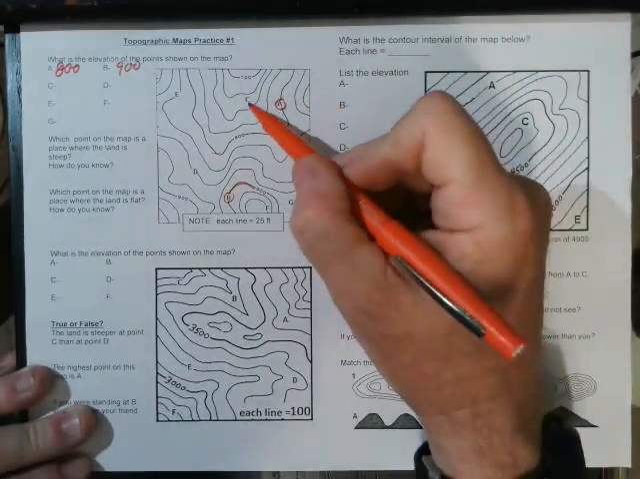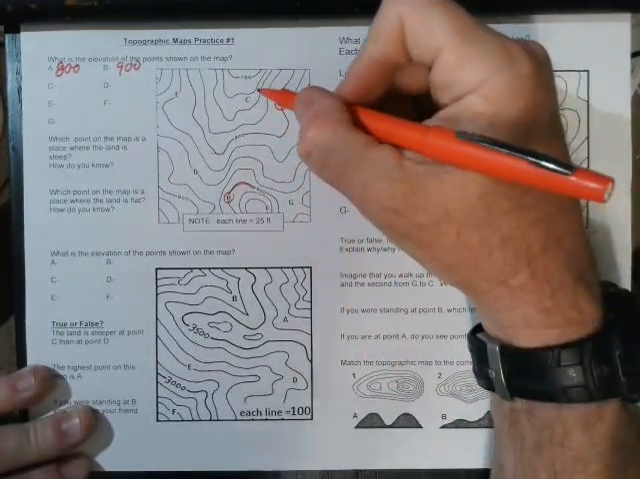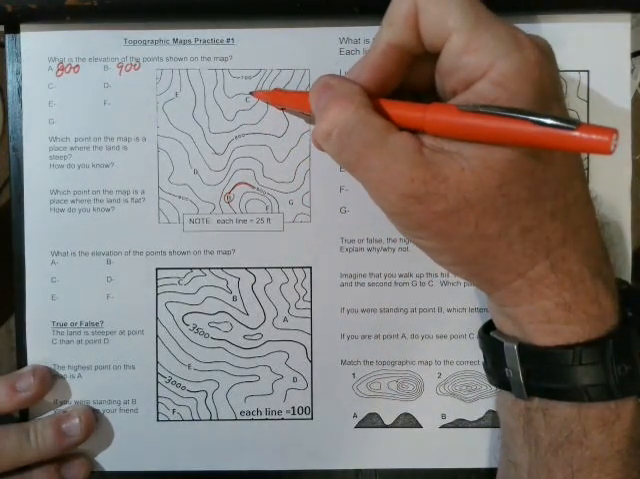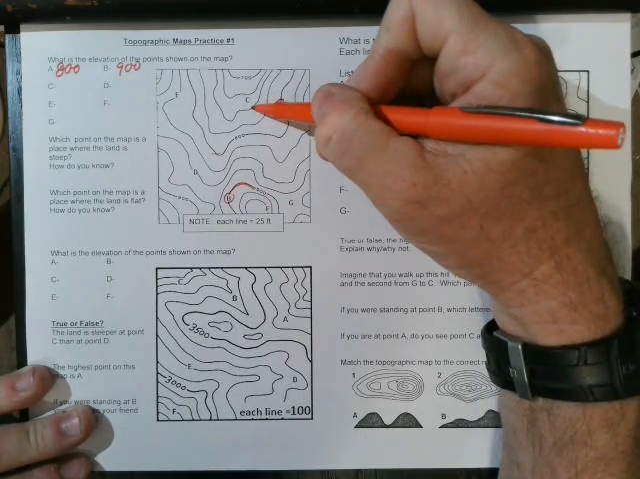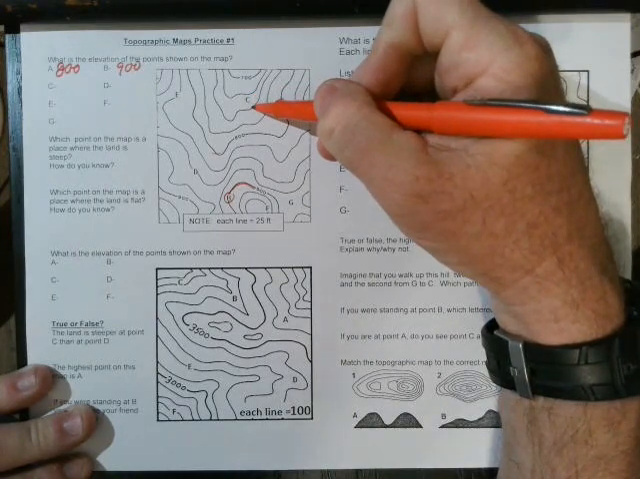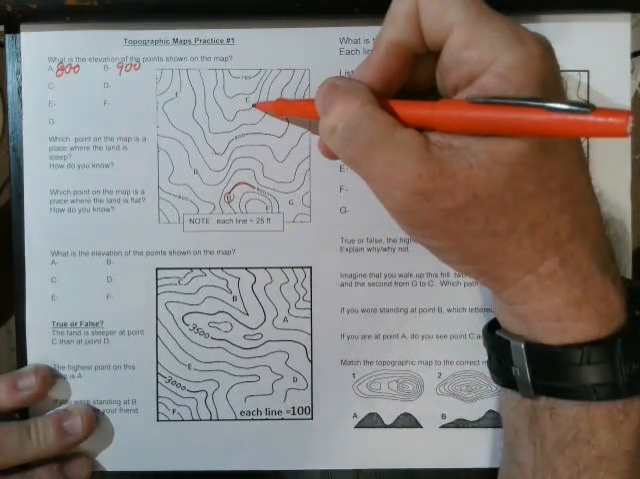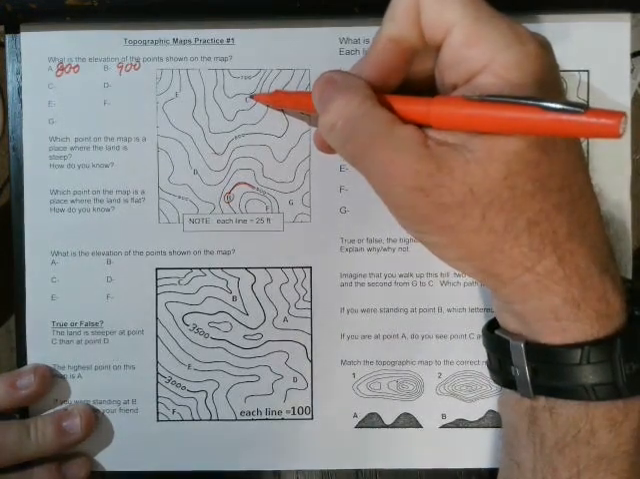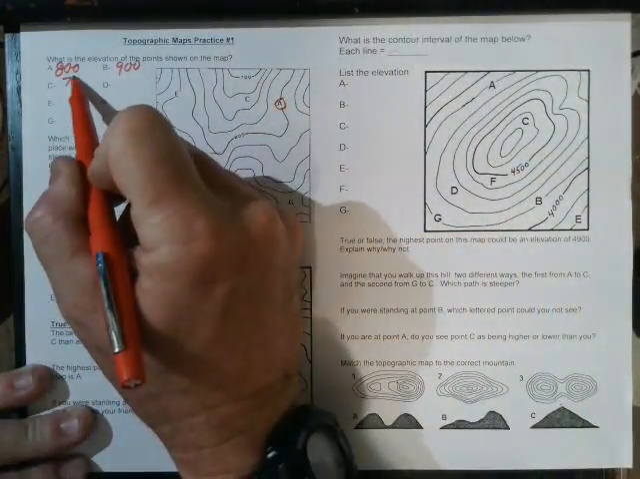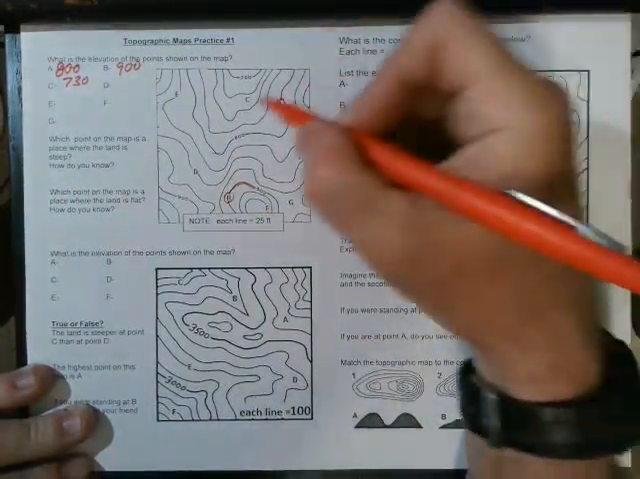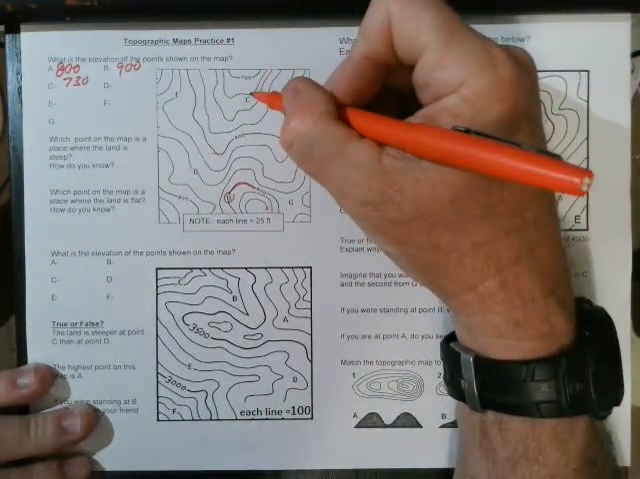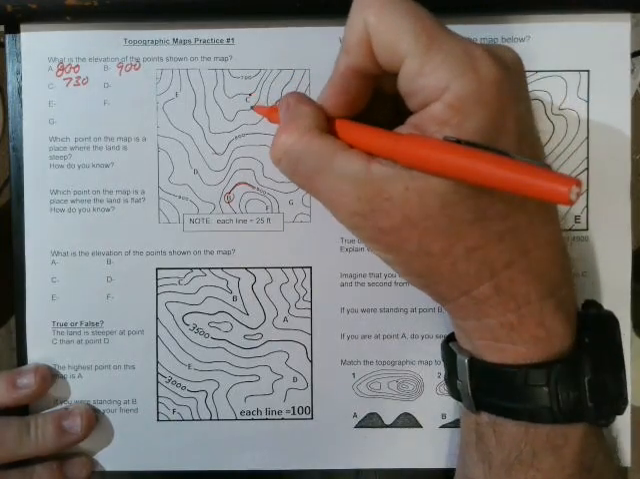Now we get to C. C is between two lines. Well, what lines are between? That's the 700. That's the 725. That's the 750. It's not on a line. I know it's more than 725 and less than 750. So let's pick a number that falls between those. It looks a little bit closer to the 725 line than the 750 to me. So I might say that C is 730. If you said 735, if you said 740, that's okay, so long as it's some number between 725 and 750.